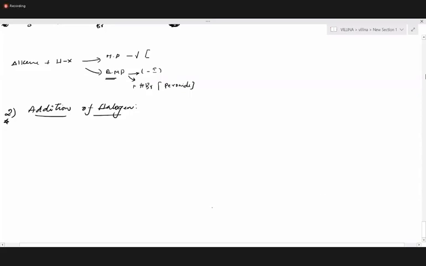In addition of halogens, we will be adding literally both the halogens onto the alkene. So we will take any alkene, RCH double bond CHR. We will heat it or do the reaction in presence of fluorine, chlorine, bromine, or iodine, so that in the end we have vicinal dihalides. Why only vicinal? Why aren't we getting geminal? You will understand once we write the examples.